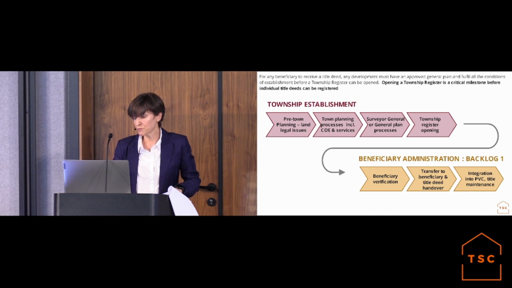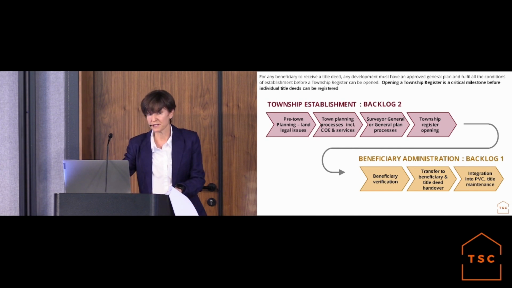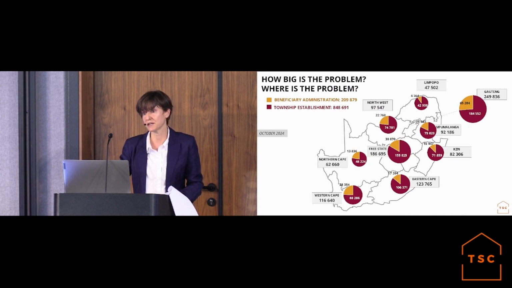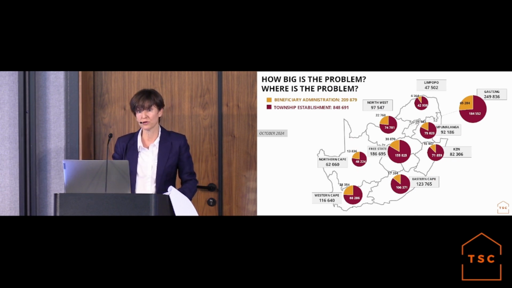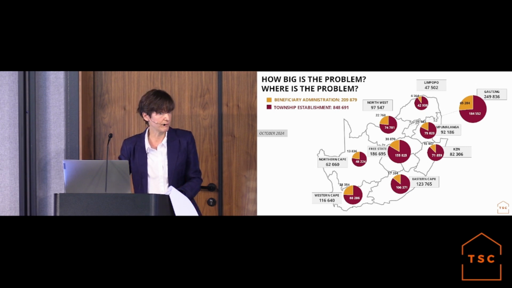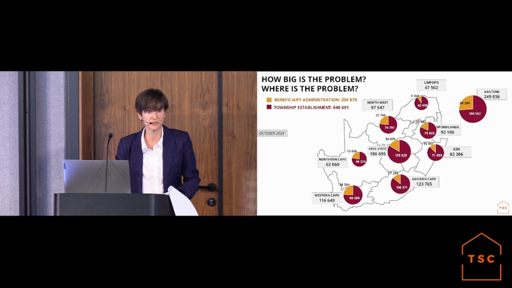So how big is the problem? Well, we've quantified this, and my colleague Aviva has worked very hard to do this. We take data, we start with the Surveyor General, all the approved general plans. We then look at how many of those have got properties on them using the Google building footprints data. Then we try and find those properties in the deeds office, and we overlay Stats SA data so we can see which municipality they're in.